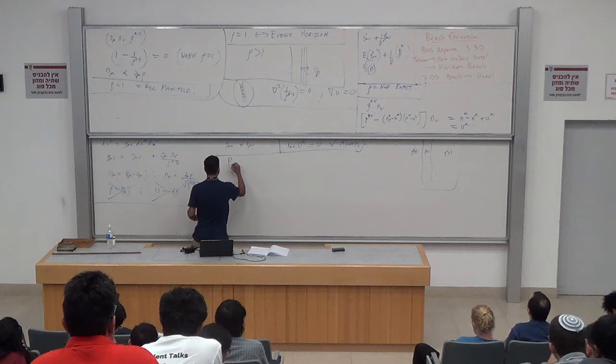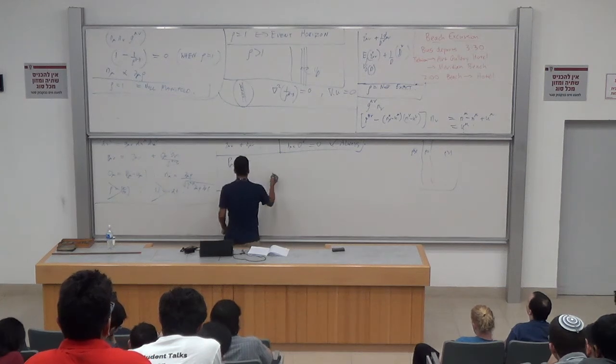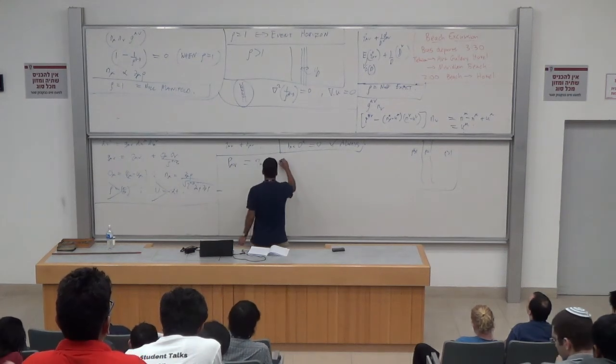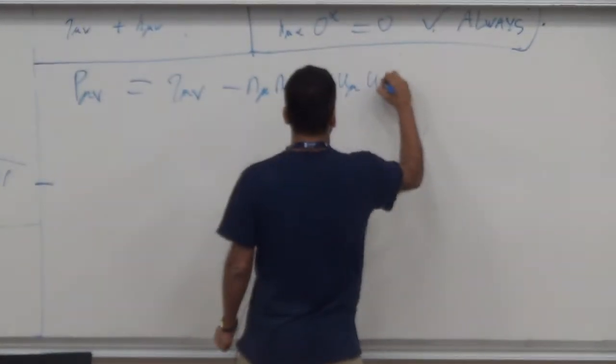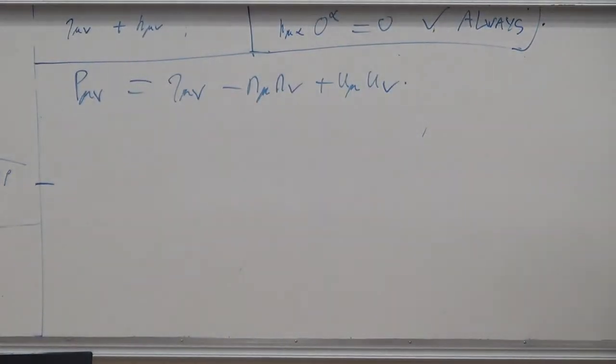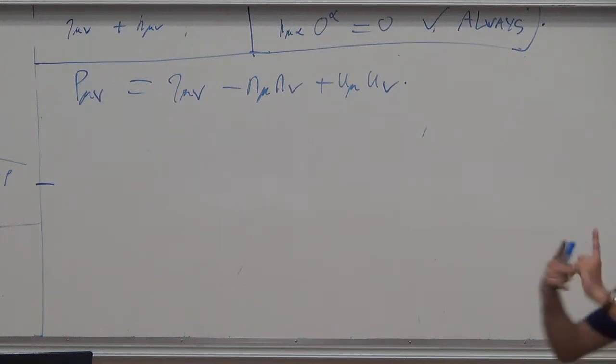Firstly, let me define P mu nu, which is a quantity that will occur often. This is eta mu nu minus n mu n nu plus u mu u nu. This is the projector orthogonal to the plane spanned by n and u. Okay?